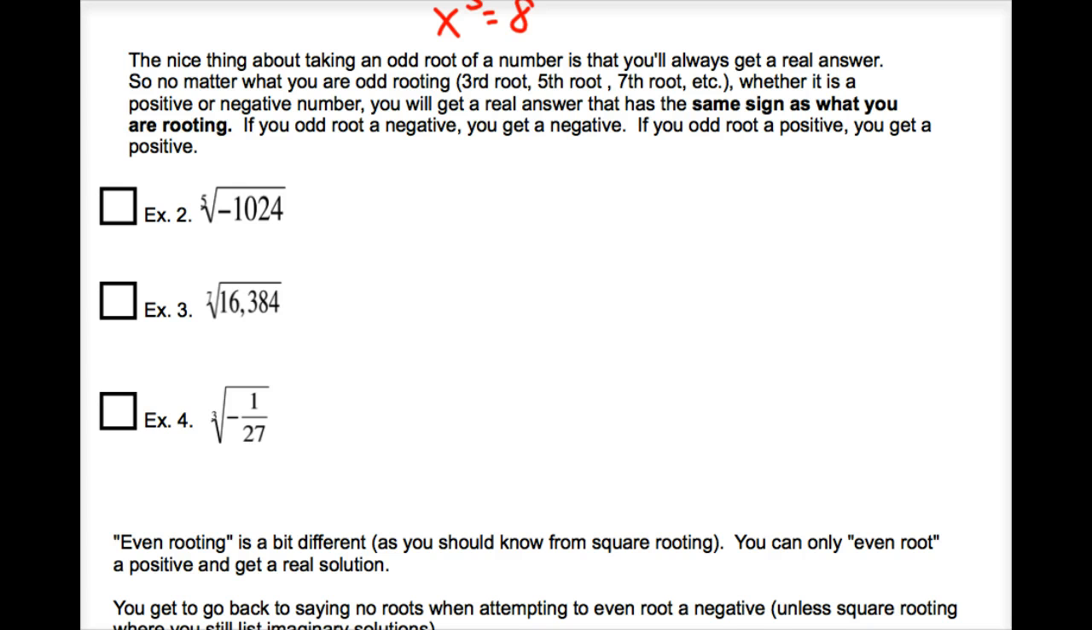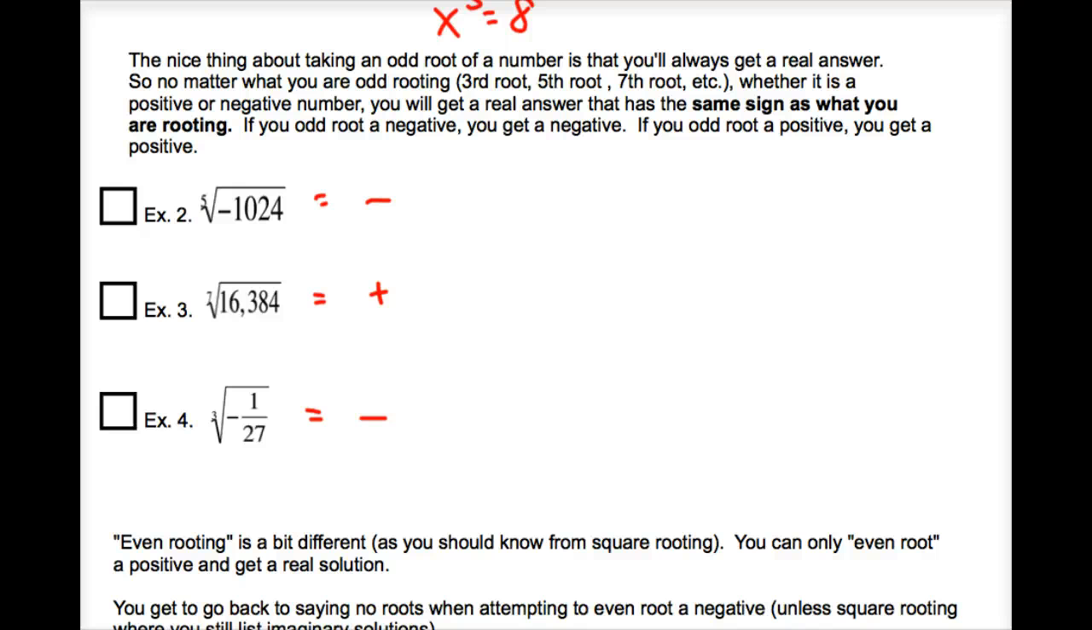Okay, all right, on this next set of problems, 2, 3, and 4, you'll see I have all odd roots. I have fifth root, seventh root, third root. When you odd root something, you get the same sign as what's on the inside. So on the first one here, I've got the fifth root of a negative. That means I'm going to get a negative. The second one is the seventh root of a positive, so this one's going to be positive. And the last one is third root of a negative, so that one's going to be negative. Anytime you odd root a number, you get the sign of that number that you're rooting.